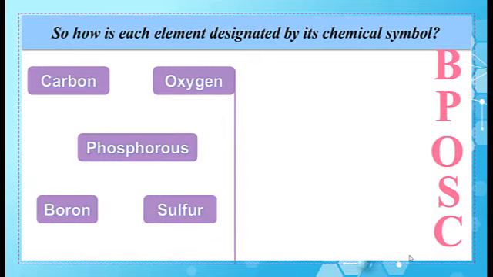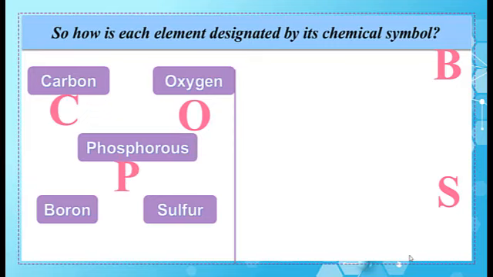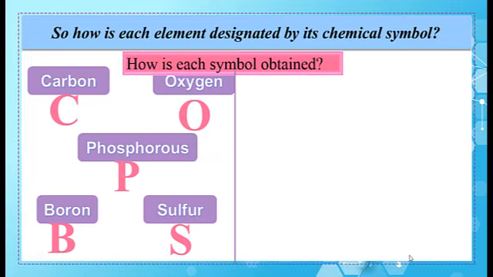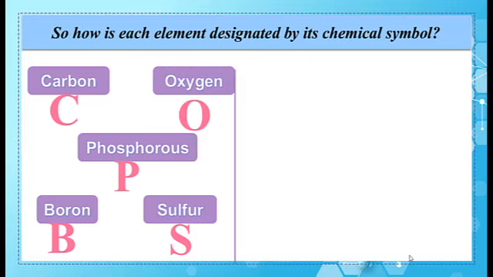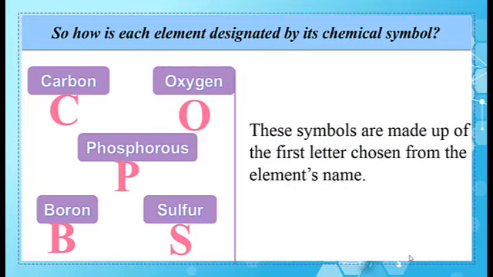So, how is each element designated by its chemical symbol? Carbon is designated by the letter C. Oxygen is designated by the letter O. Phosphorus is designated by the letter P. Boron by the letter B, and sulfur by the letter S. How is each symbol obtained? Think about it. These symbols are made up from the first letter chosen from the element's name.